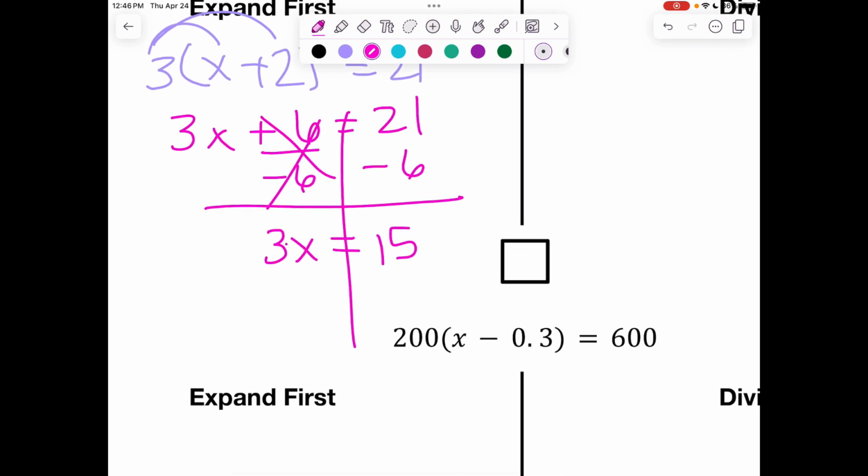And then remember, we have a number squished next to a letter, so that means times. So then we need to divide by 3. When we do that, our 3's cancel out, so we get 15 divided by 3 is 5.